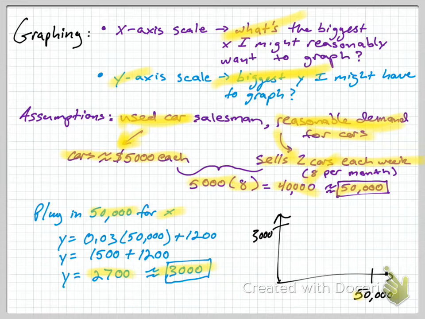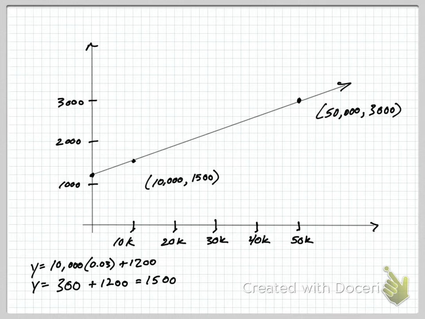Now, to get the y, we know the highest we're going up for x, we need to plug that in to find out what y would be. So we plug in x, 50,000, we get 2,700, and we round that up to 3,000 to make our lives easier. So let's talk a little bit about scaling, right?